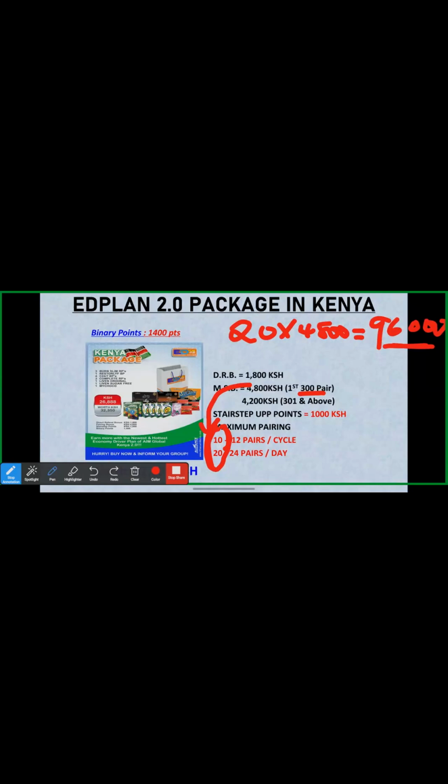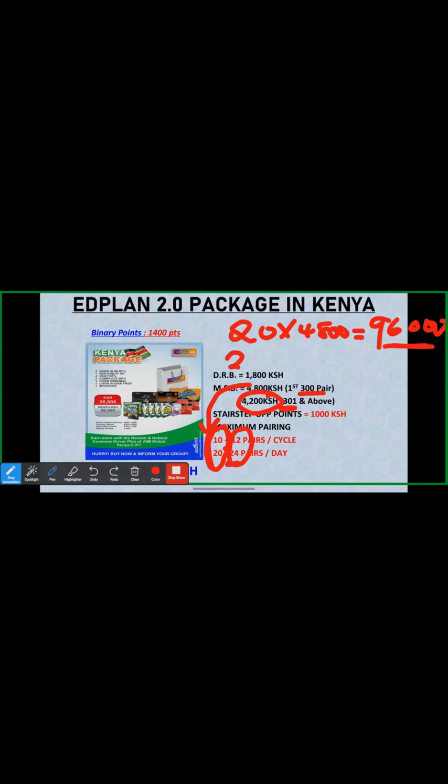So that is a total of 96,000 Kenyan shillings. Are we together? But then, the moment you knock 301 pairs and above, the system becomes 4,200, but then your pairs are increased to 10 pairs during the morning cycle and 12 pairs during the night cycle. So a total of 24 pairs in a day.